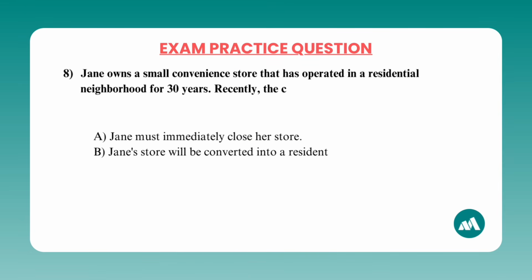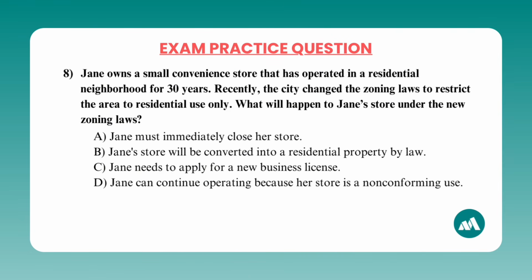Number 8. Jane owns a small convenience store that has operated in a residential neighborhood for 30 years. Recently, the city changed the zoning laws to restrict the area to residential use only. What will happen to Jane's store under the new zoning laws? Is it A, Jane must immediately close her store? B, Jane's store will be converted into a residential property by law? C, Jane needs to apply for a new business license? Or D, Jane can continue operating because her store is now a non-conforming use?